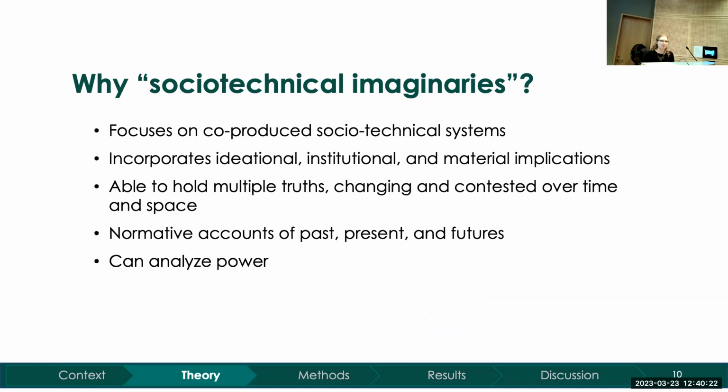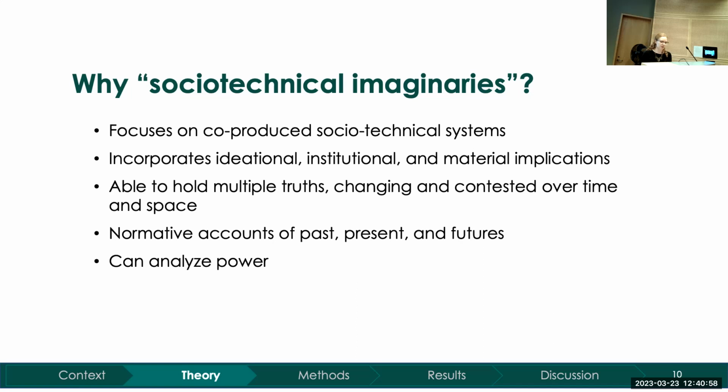So why socio-technical imaginaries? It's not a perfect frame, certainly, and there are many to choose from, but I have a few reasons why I thought it was worth exploring further. The first is that it makes good use of the co-production of socio and technical systems, which feel very central to discussing the future of the food system for me. It also incorporates ideational, institutional, and material implications of science and technology. It is able to hold multiple truths. Things can be both good and bad, not either or, but both. And it allows us to look at how things are contested and changing over time and space.